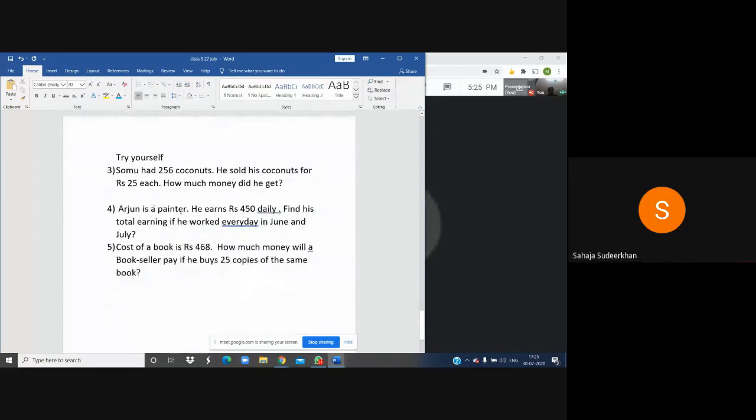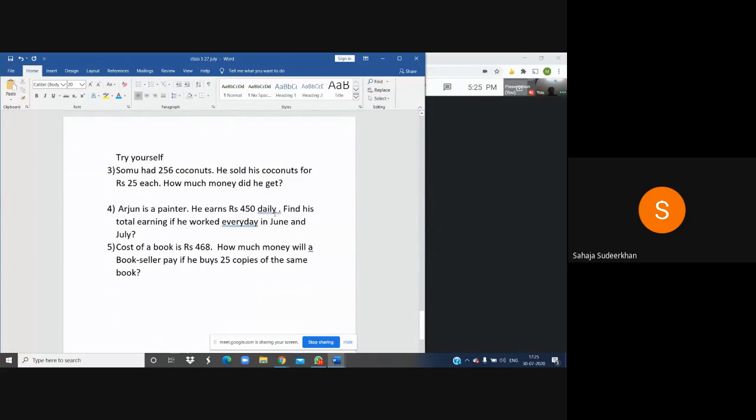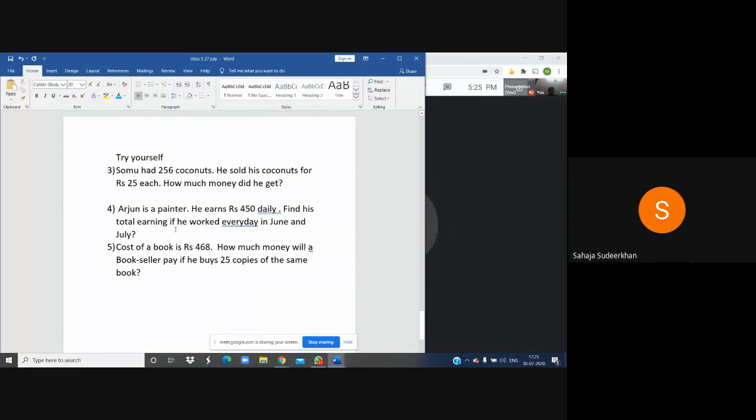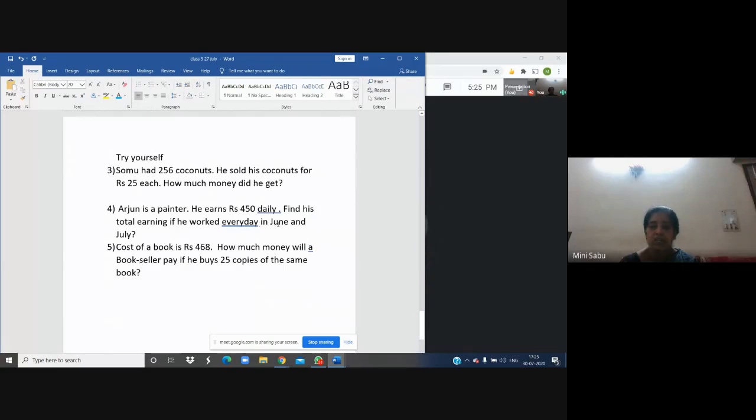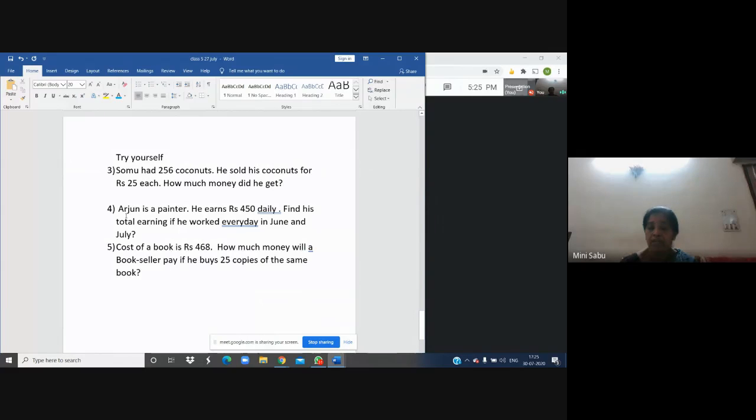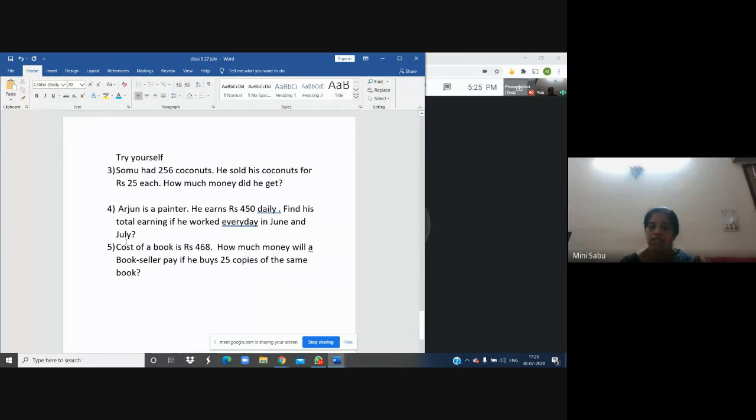Arjun is a painter. He earns rupees 450 daily. His daily wage is 450 rupees. Find his total earning if he worked every day, no holiday, every day in June and July. He is a very hardworking painter. He did not take even a single holiday in the month of June and July. So he worked continuously every day. Then how much money will he earn? Here 2 months are there.